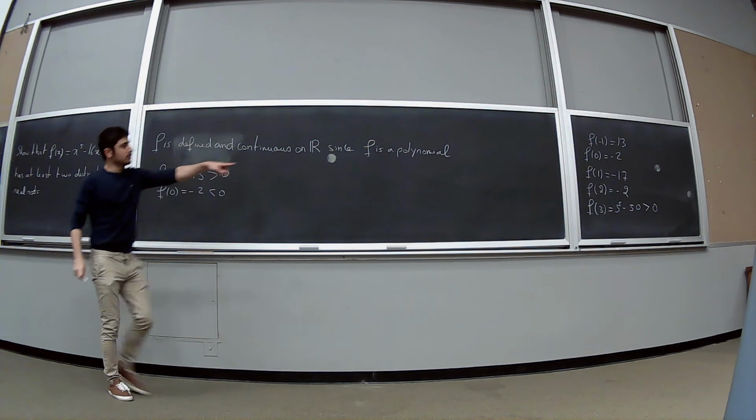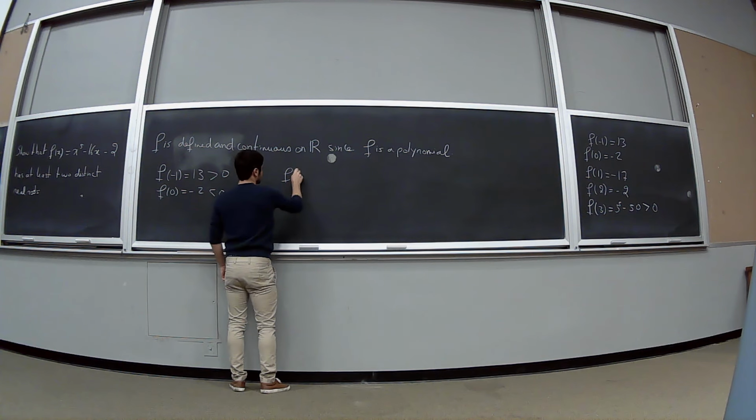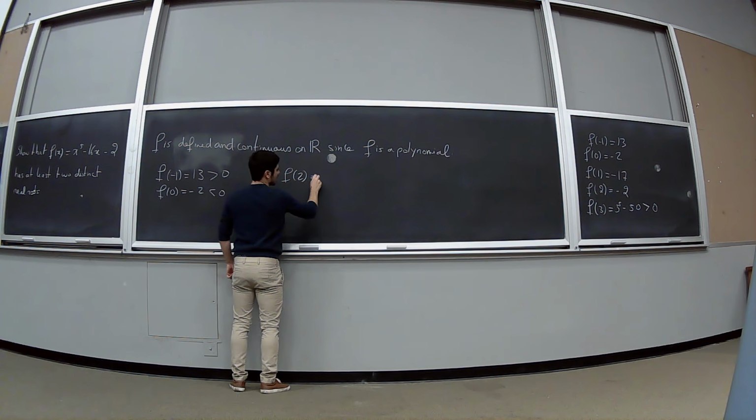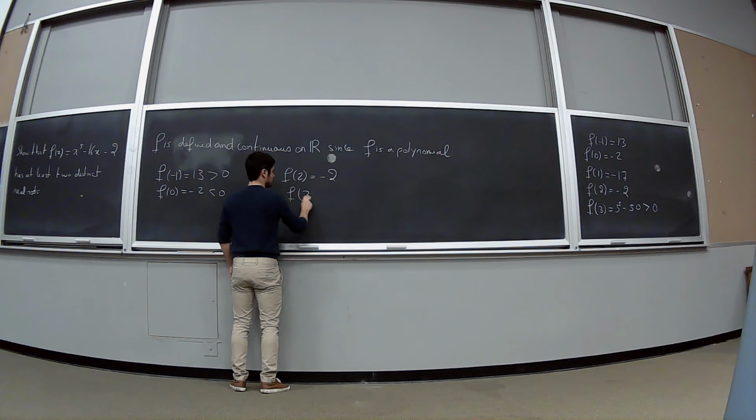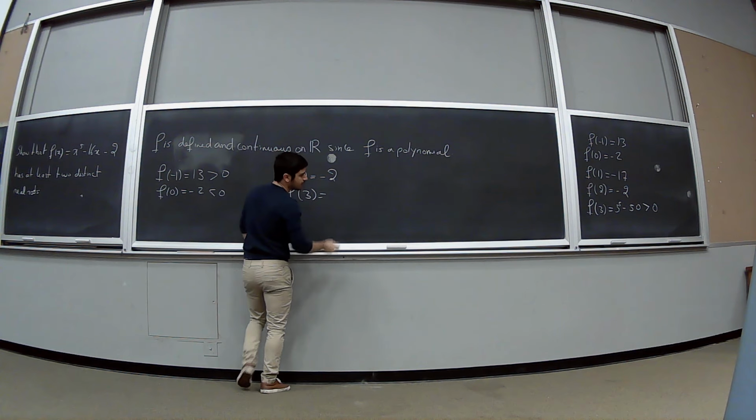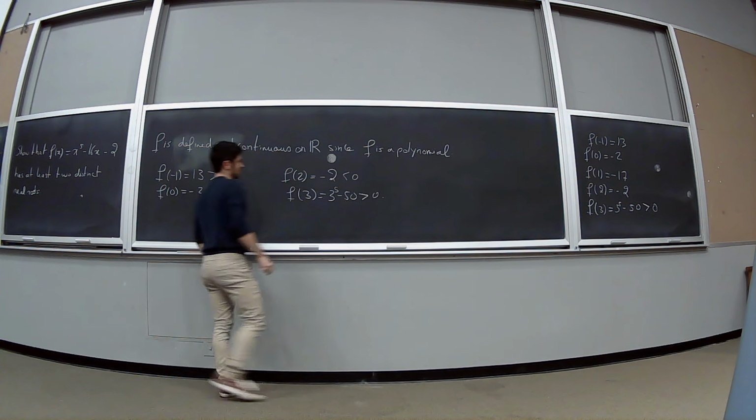What is the other root? The other root is located between 2 and 3. What is f of 2? F of 2 is minus 2. And f of 3 is 3 to the 5 minus 50, positive. You can compute it, or if it's obviously positive, you can just say that.